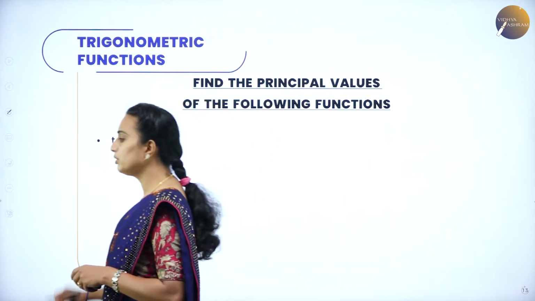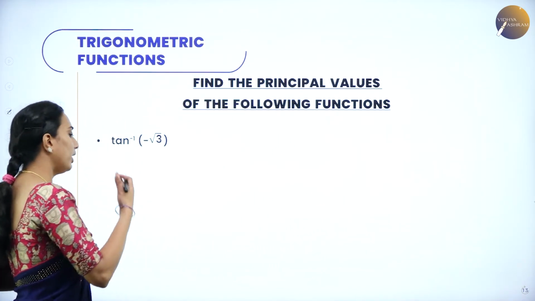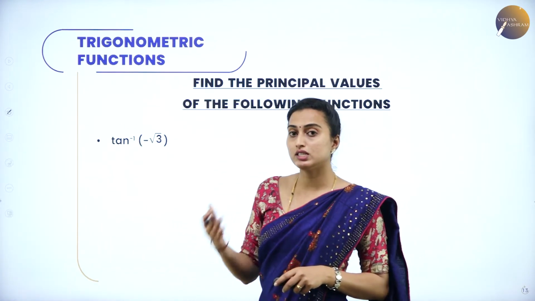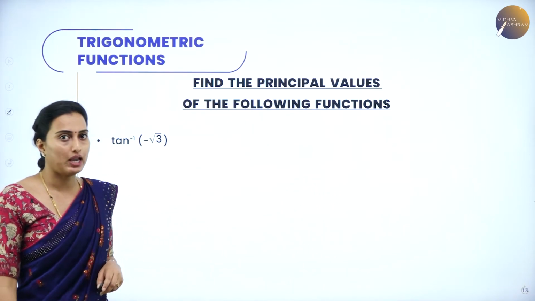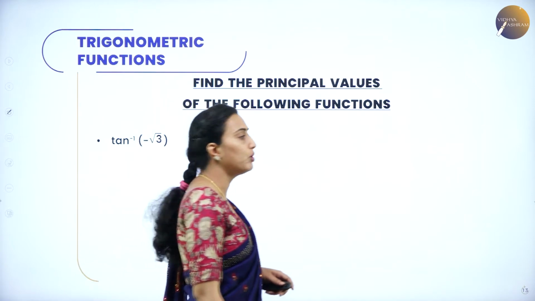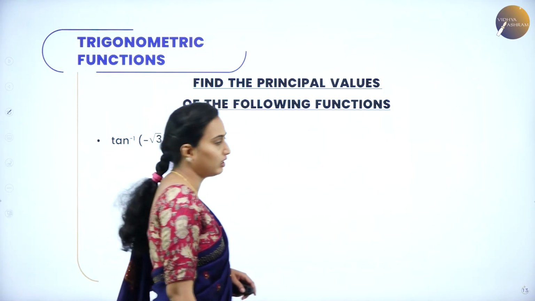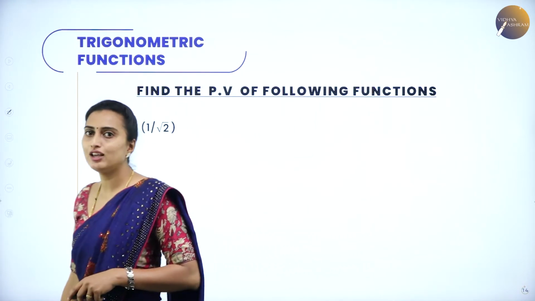Next, let us move on to tan inverse of minus root 3. Now, are you able to solve this problem? Tan inverse of minus root 3. What values is it giving? Tan inverse 60 degrees. 60 degrees can be written as what? Pi by 3. Check out how we are going to solve this one. Okay. Tan inverse of minus root 3. Got it?